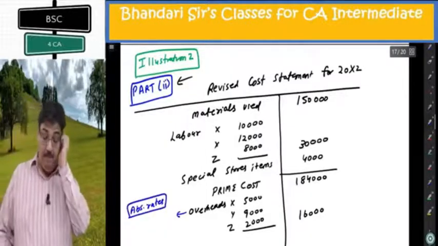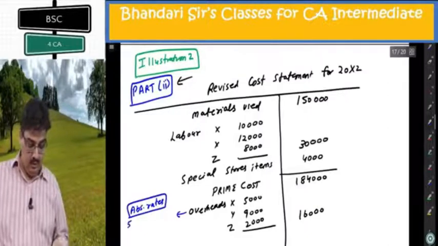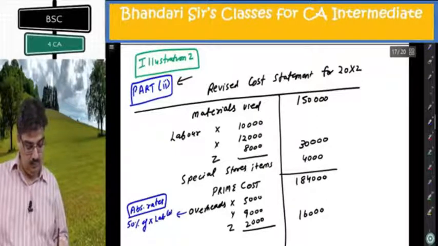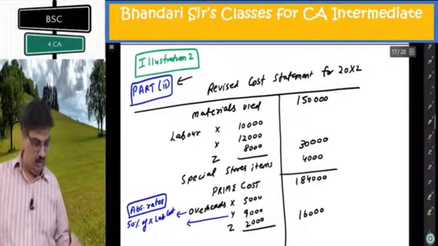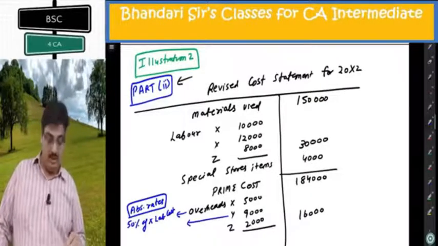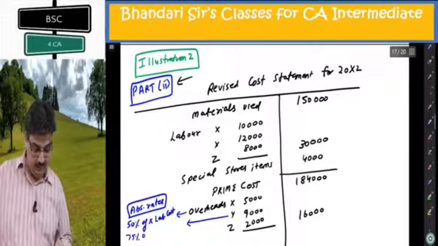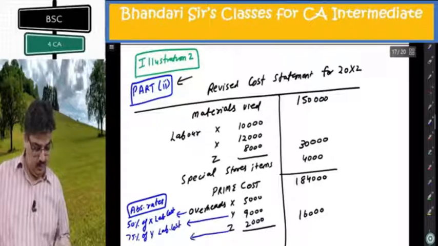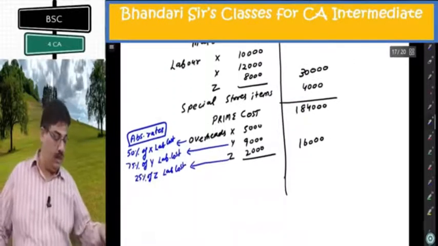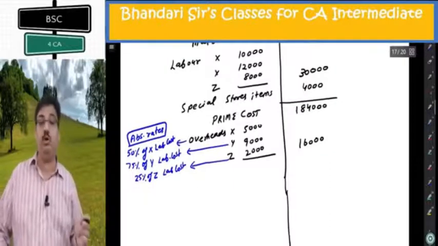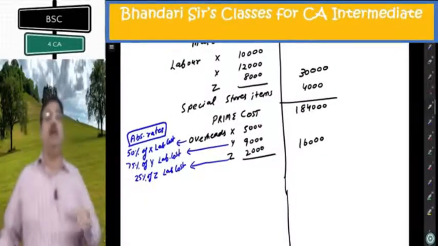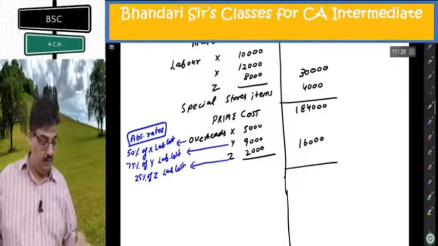For X department, based on labor, it is 50% of X labor cost. For Y, this is 9,000 divided by 12,000, 75% of Y's labor cost. And this is 25% of Z's labor cost. This is what I intend to calculate, for which I am revising the statement. Even if question did not say me in second part make revised statement, I'll be computing these absorption rates.